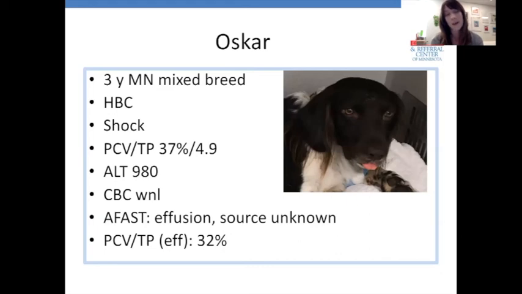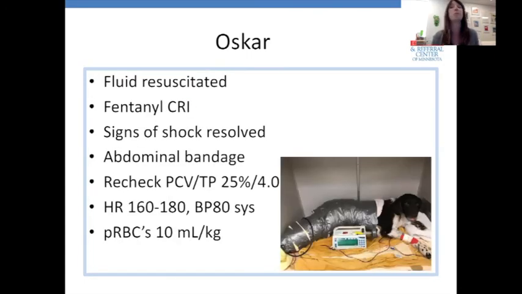He had a normal CBC. And we did a quick abdominal ultrasound, not a full, just an AFAST. And he had abdominal effusion. We couldn't quite find the source of it. And he had a PCV total protein of the effusion. The PCV was 32. I don't have the protein on that. So pretty high. And obviously our working diagnosis is a hemoabdomen. So what did we do? We turned him into a mermaid dog.